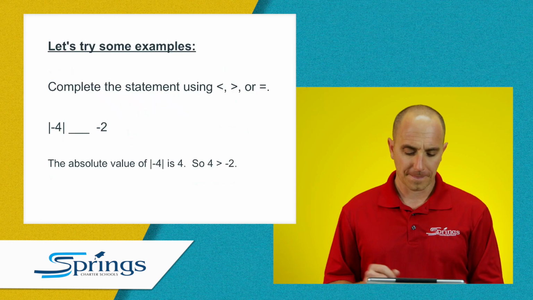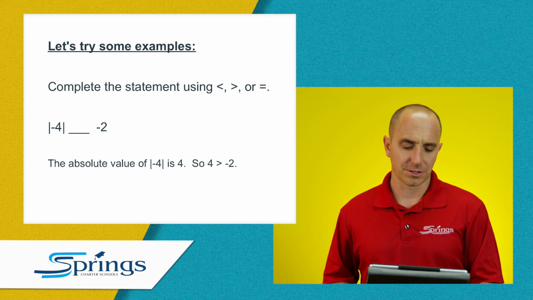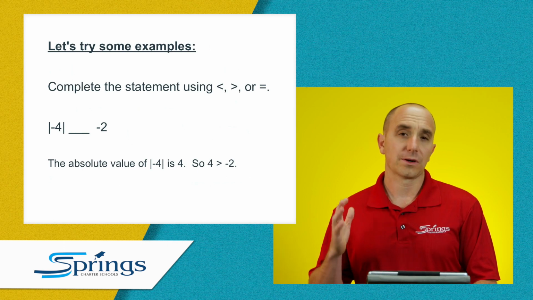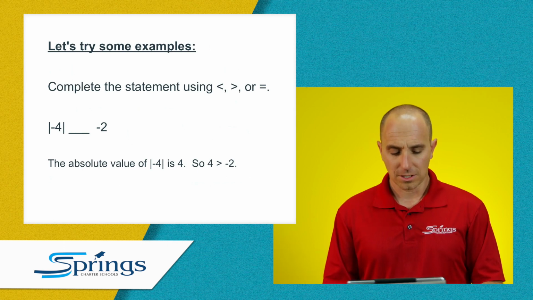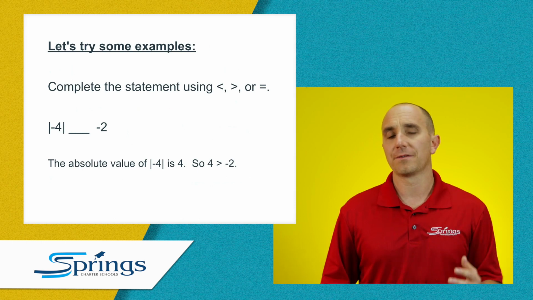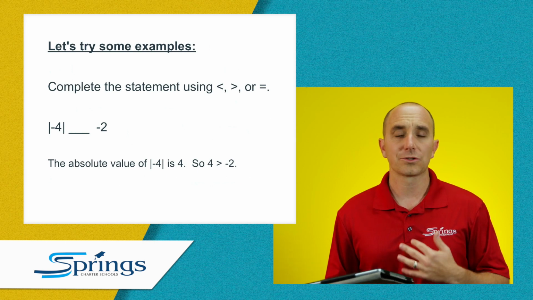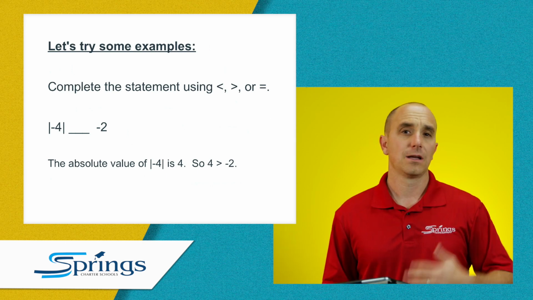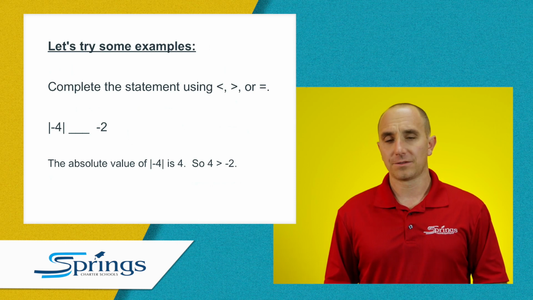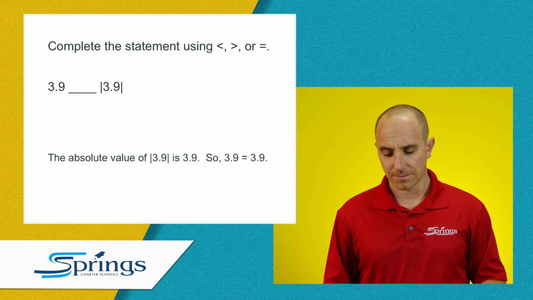Let's try a few more. Again, we're going to complete the statement using less than, greater than, or equal to. We have the absolute value of -4, and we're comparing it to -2. If we were just comparing regular numbers, obviously -2 would be bigger than -4, but since we're looking at the absolute value of -4, we're essentially getting rid of the negative sign. -4 just becomes 4, and so 4 is greater than -2. So the absolute value of -4 is greater than -2.